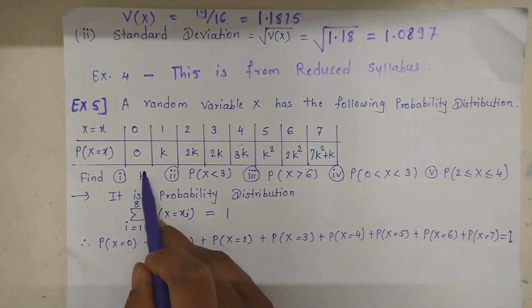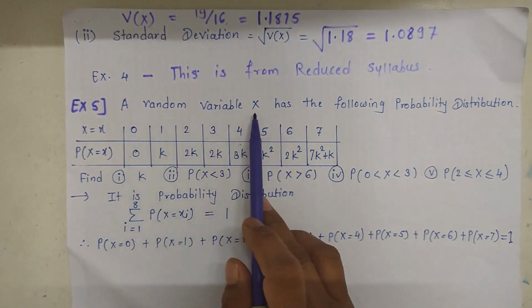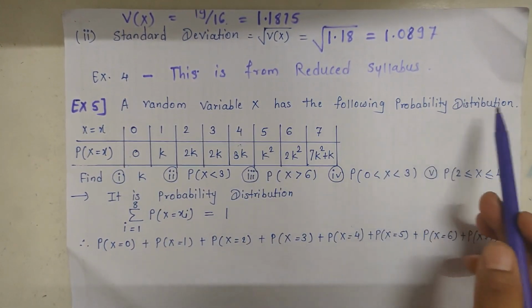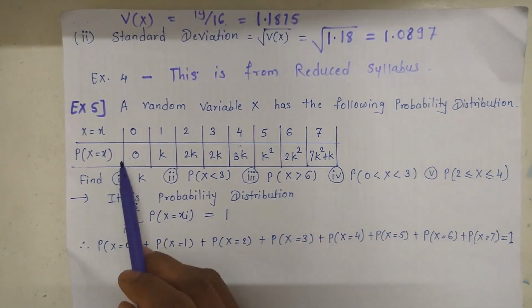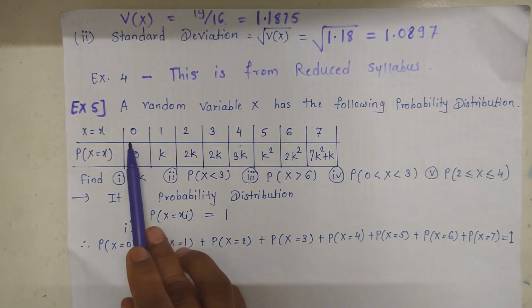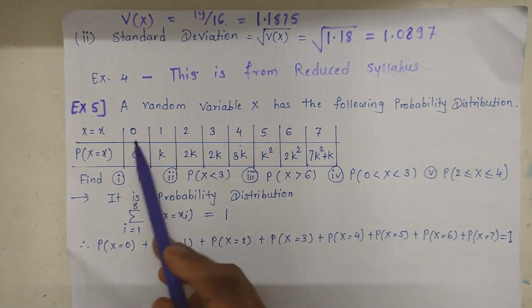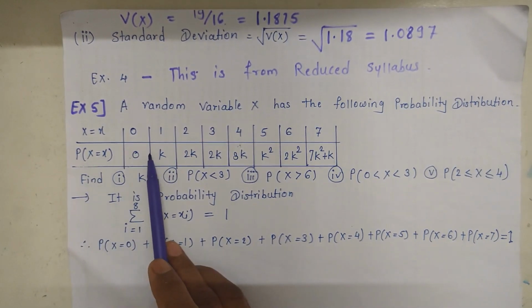So let us see the next example, example number 5. A random variable x has the following probability distribution. The first row shows the values of x. There are 8 values from 0 to 7, and the second row shows their corresponding probabilities.